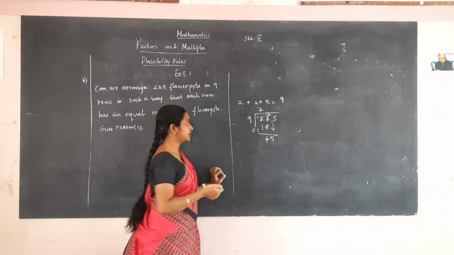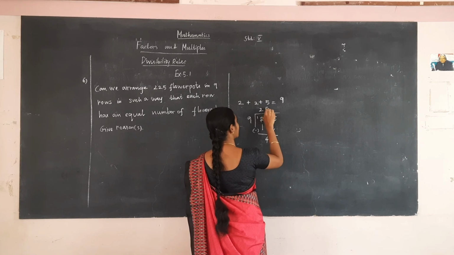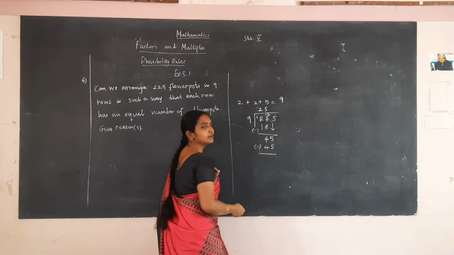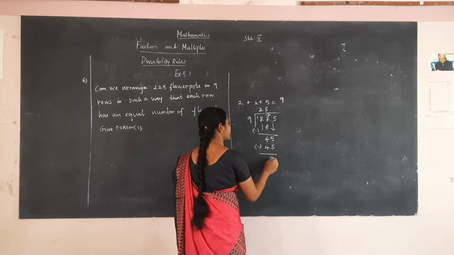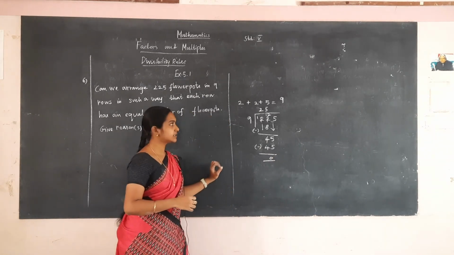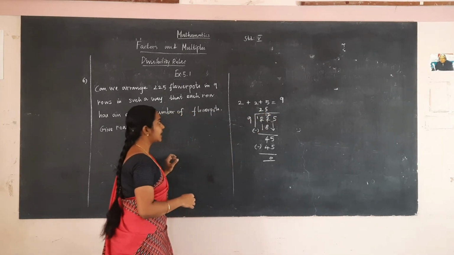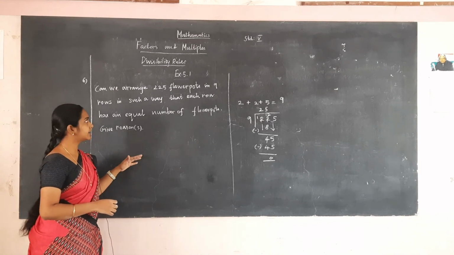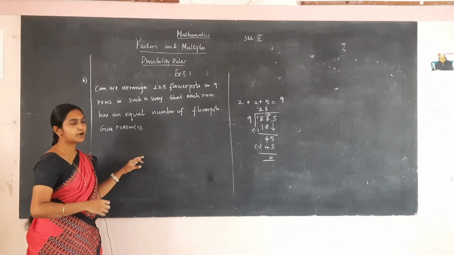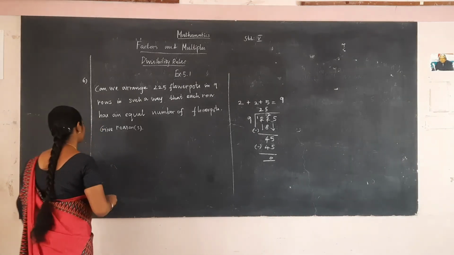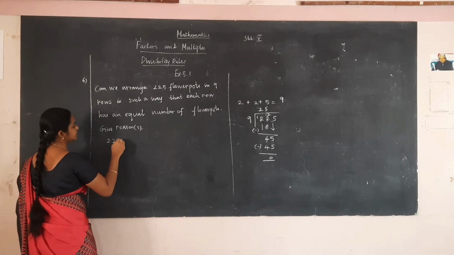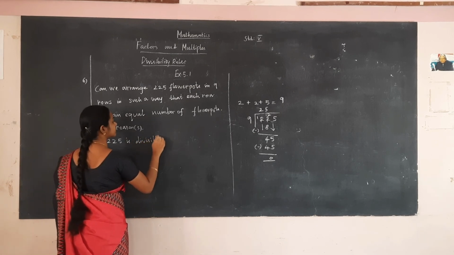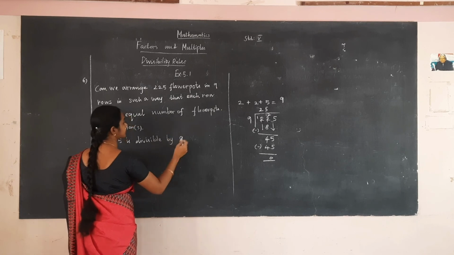9 fives are 45. So write 5 in the quotient. 9 fives are 45. Subtract. 45 minus 45 is 0. So we have got the quotient as 25. If we arrange 25 flower pots in a row, then we can arrange 225 flower pots in 9 rows. 225 is divisible by 9.